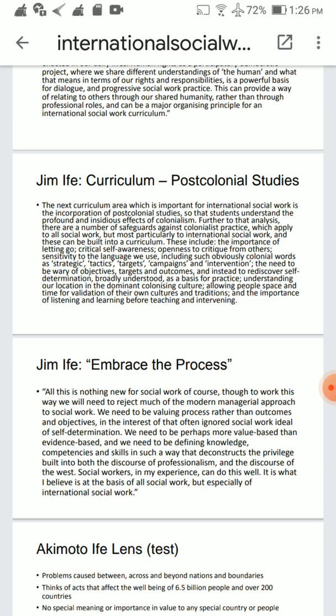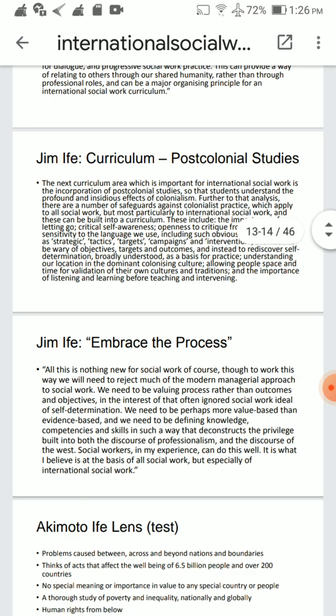In the interest of social work's ideal of self-determination, we need to be perhaps more value-based than evidence-based. Value-based, from the word value-based, is not the outcome-based or the result, but the investigating of processes. And we need to be defining knowledge, competencies, and skills in such a way as to challenge the privilege built into both the discourse of the professional and the discourse of the West. We need to stay put with our localization or indigenization in that certain place.